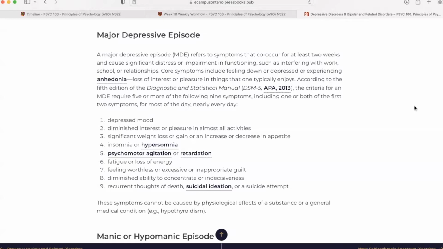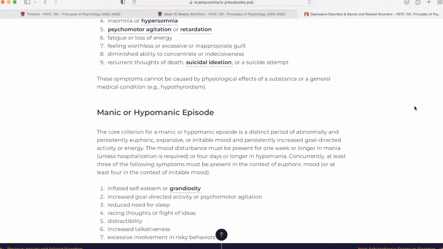4. Insomnia or hypersomnia. 5. Psychomotor agitation or retardation. 6. Fatigue or loss of energy. 7. Feeling worthless or excessive or inappropriate guilt. 8. Diminished ability to concentrate or indecisiveness. And 9. Recurrent thoughts of death, suicidal ideation, or a suicide attempt. These symptoms cannot be caused by physiological effects of a substance or a general medical condition, for example, hypothyroidism.